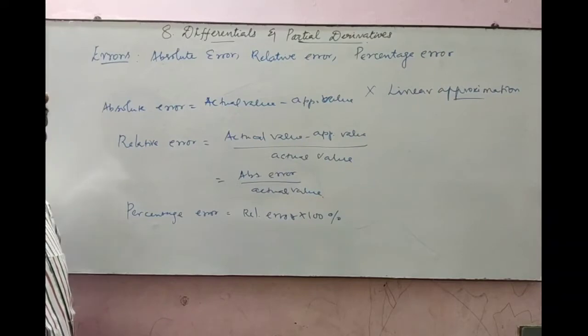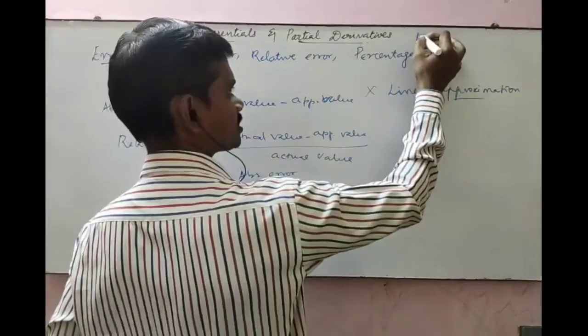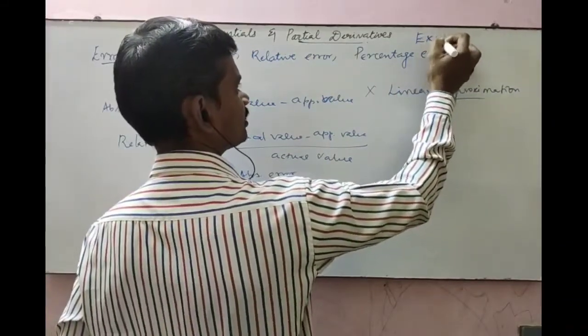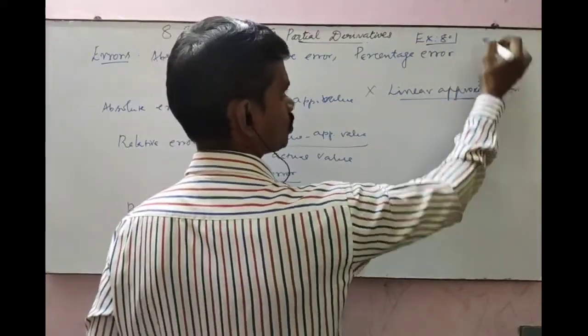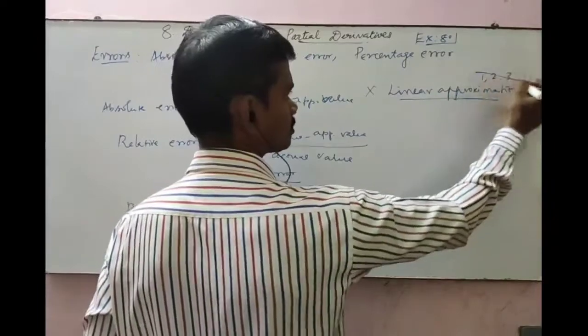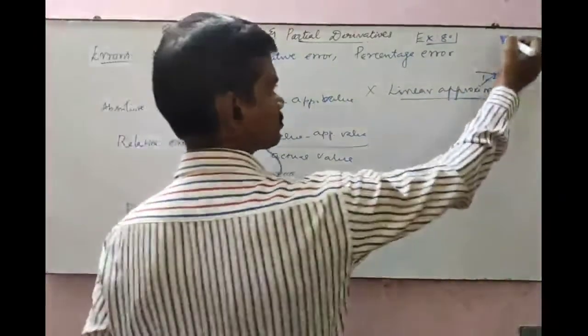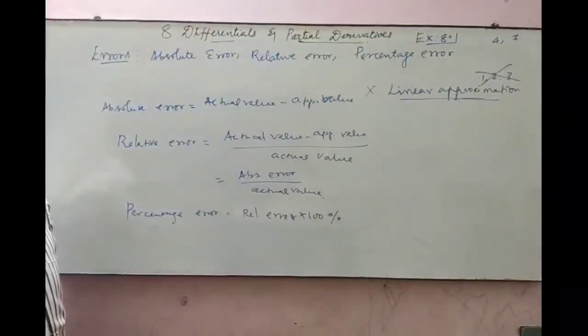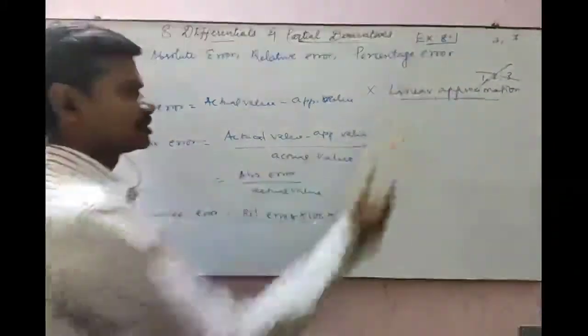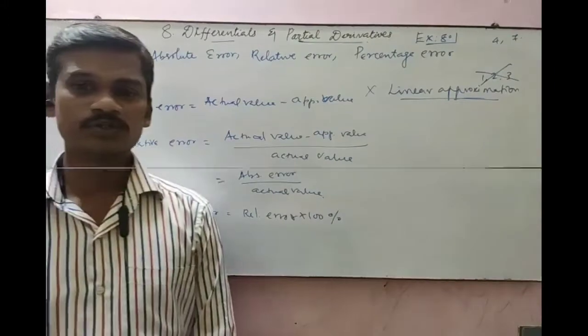Using these three, we are going to do the exercise 8.1. In this, the first three sums come under the linear approximation. So we are going to delete these three sums. We are going to do the remaining sums from 4 to 7. So you neglect these three sums. Now we are going to see the 4th to 7th sum.